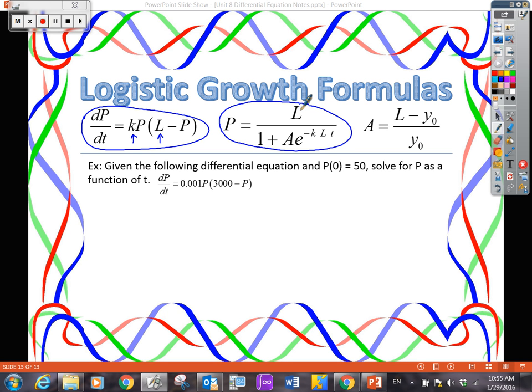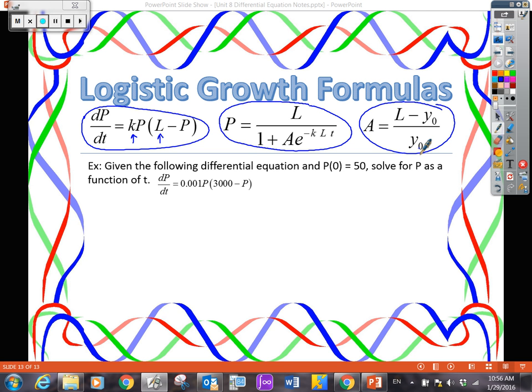And notice the things that I need for my formula. I need L, which I'm going to get out of my differential equation, and I need L twice in two different places. I need K, which I'm going to get out of my differential equation. And I need A. That's the only thing that I can't get out of the differential equation. It is another formula. A is created by taking L, our limiting capacity, and subtracting the initial Y value, divided by the initial Y value. So that's the way this works. And we're just going to work this through and get the equation.